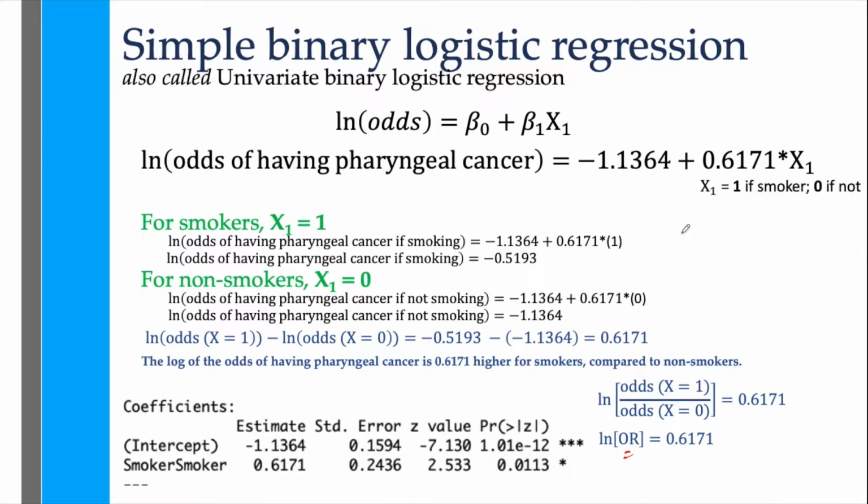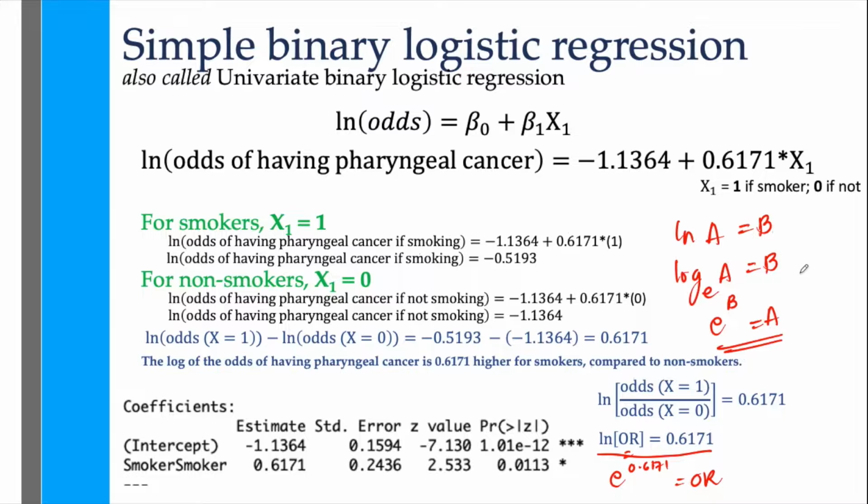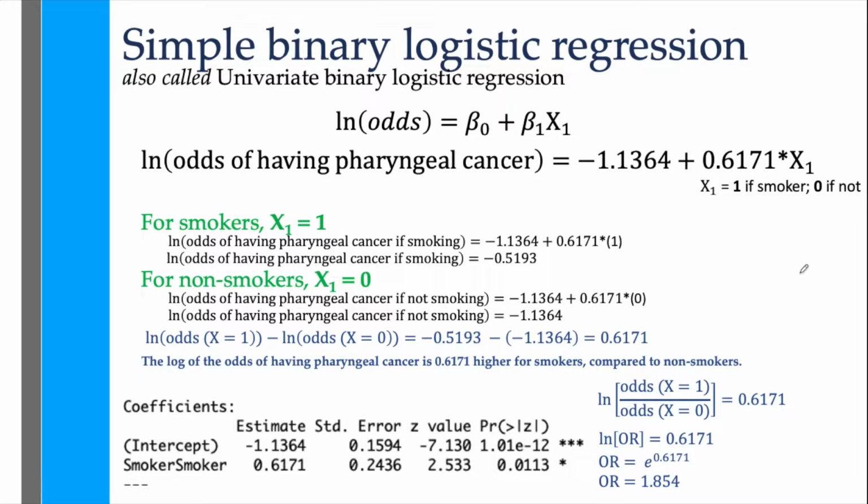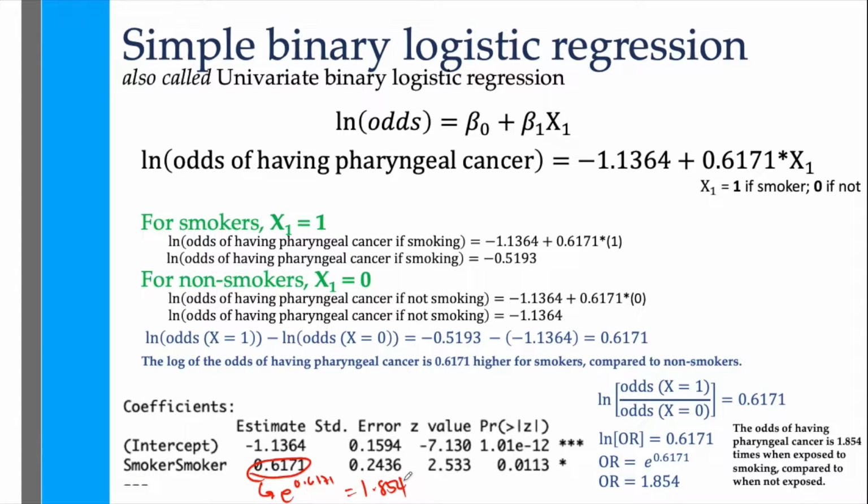Now, if we need the odds ratio, we know that the ln, let's say, of A is equal to B, meaning the log of A at base e is equal to B, is like saying that e raised to B is equal to A. Meaning, this part tells us that e raised to 0.6171 is equal to the odds ratio, thus giving us an odds ratio of 1.854, which is exactly the same as the odds ratio when we computed it using A over B all over C over D a while ago. Thus, this tells us that the odds of having pharyngeal cancer is 1.854 times when exposed to smoking compared to when not exposed.